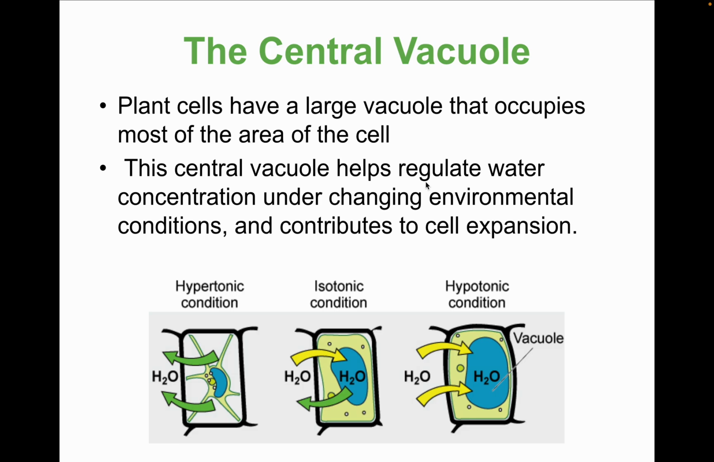Talking more about the central vacuole in plants. It helps regulate water concentration under changing environments, and it contributes to cell expansion, which is why if you have a hypertonic condition or if the plant is experiencing some dry conditions, we lose water, which is why it shrinks. As you can see here, this entire cell is kind of shrunk within its cell wall.